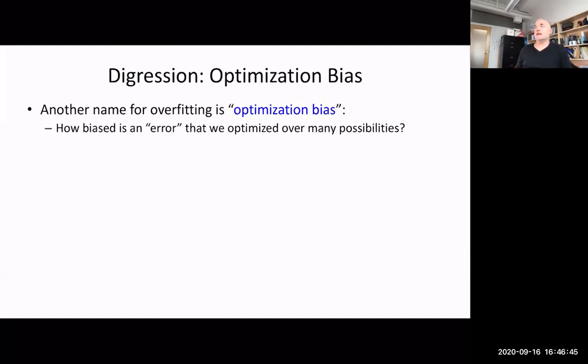The question is really, relative to true test error, how biased is an error that we optimize over many possibilities? And here we can think about the possibilities as being either a training phase or a hyperparameter selection phase. Either way, we're going to look at lots of different models. In the training phase, we look at lots of different trees. In hyperparameter selection, we look at different depths of trees, for instance, and the cardinalities and characteristics of these sets are going to be different for different models.